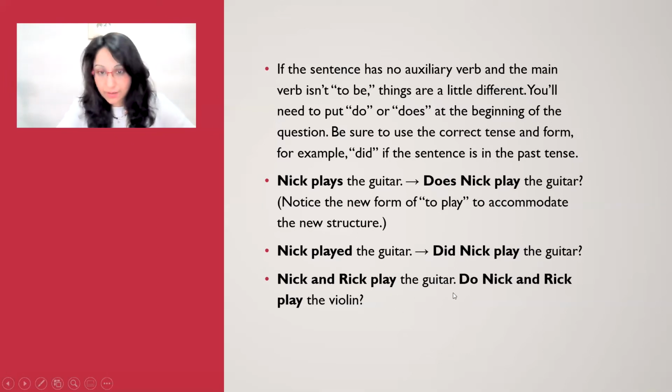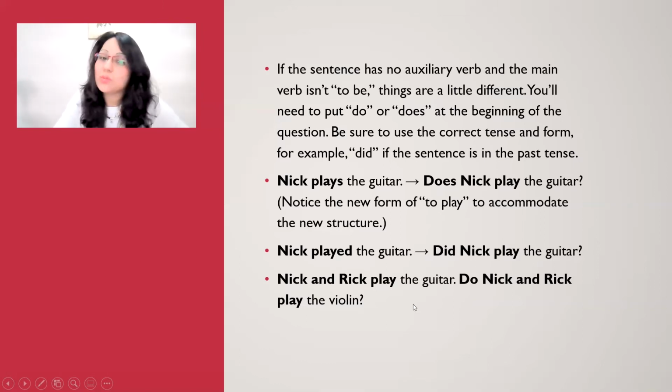Nick and Rick play the guitar. Okay, so now two people are playing. So what do you have to do now? No does. Do Nick and Rick play the violin? Okay, now here I've just changed your guitar to violin. I don't know how and why, but again, you understand. Okay, so this is your guitar and not your violin.